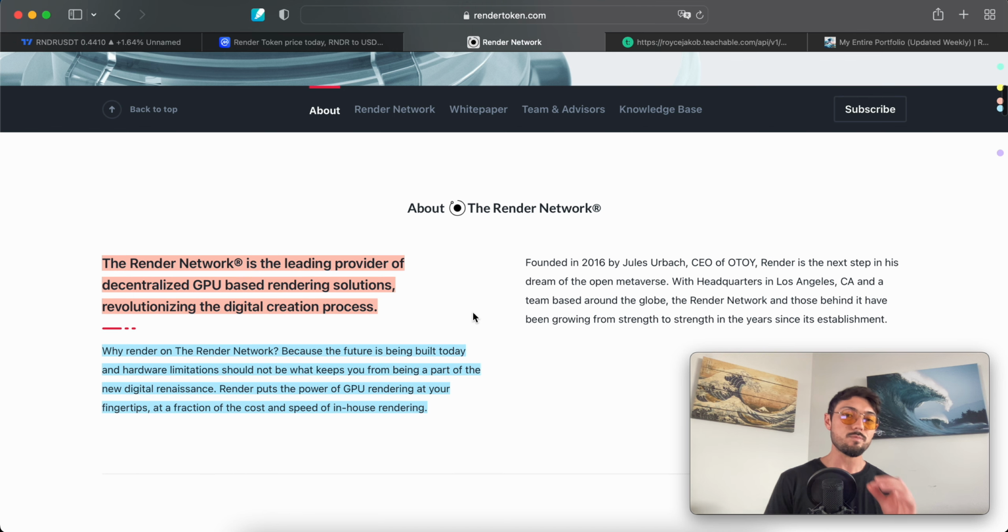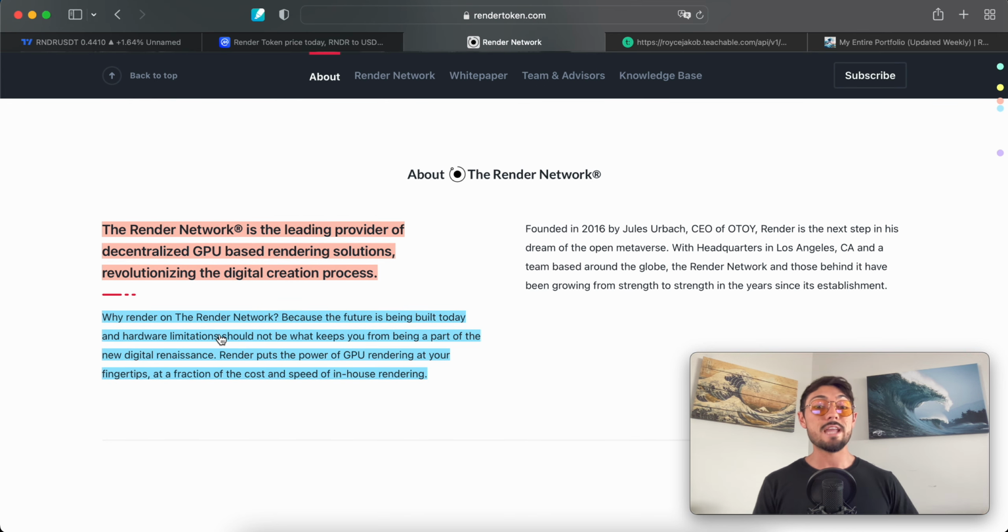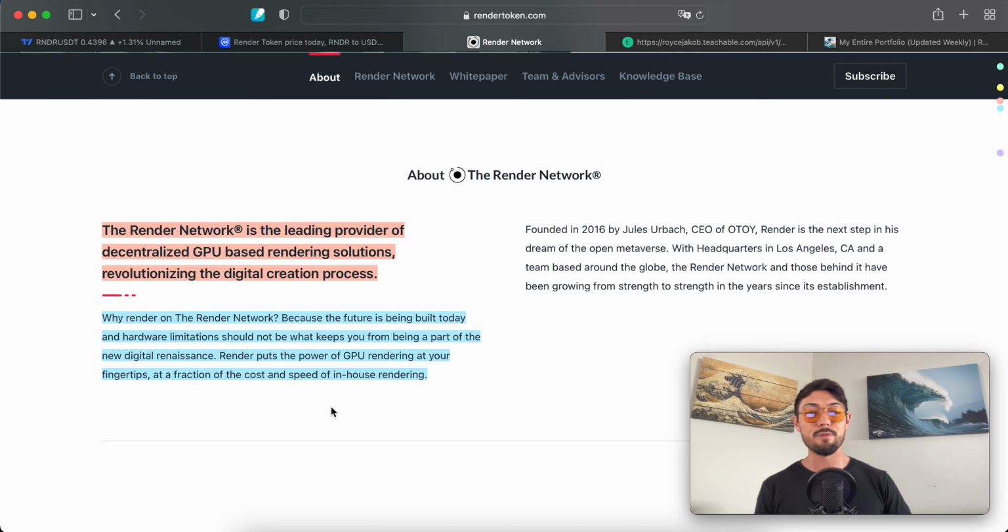Okay, so the Render Network is the leading provider of decentralized GPU-based rendering solutions, revolutionizing the digital creation process. Why render on the Render Network? Because the future is being built today, and hardware limitations should not be what keeps you from being a part of the new digital renaissance. Render puts the power of GPU rendering at your fingertips at a fraction of the cost and speed of in-house rendering. It was founded in 2016 by Jules Urbach, CEO of Otoy.